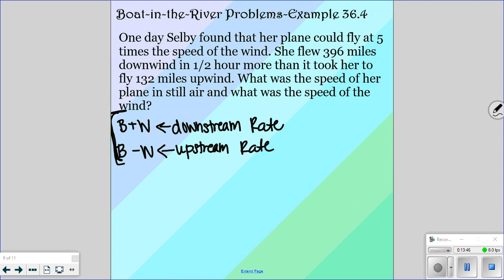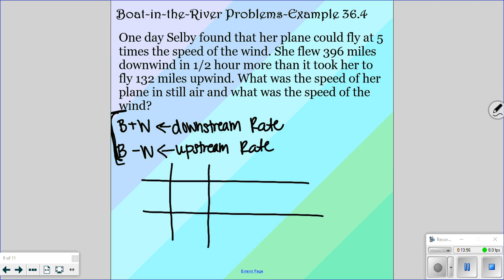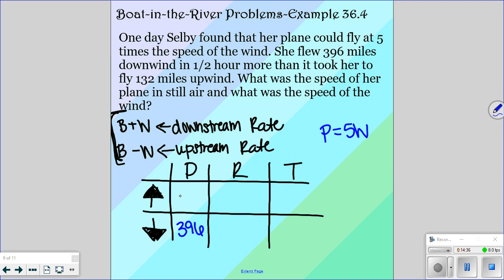So on these boat in the river or plane in the air problems, you're going to start with a chart. And you're going to have your distance, your rate, and your time. And you're going to have upstream. And you're going to have downstream. Okay? And then you're going to fill in the information they give you and set up some equations. So her plane could fly at 5 times the speed of the wind. So whatever the plane speed is, it could go 5 times the wind speed. She flew 396 miles downwind, so 396, and she flew 132 upwind.